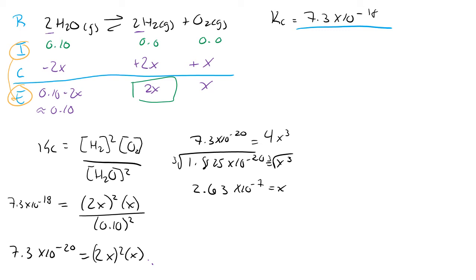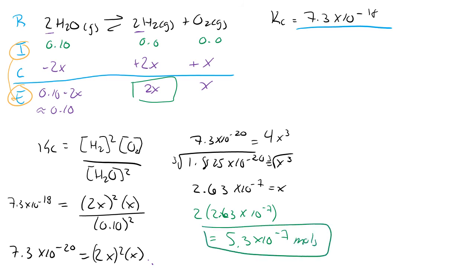We are not done. We want that H2 value, right? And so now we need 2 times this. So to get that H2, 2 times 2.63 times 10 to the negative 7, and we get 5.3 times 10 to the negative 7 moles. And that is the answer we are looking for. And that's all for the calculations.